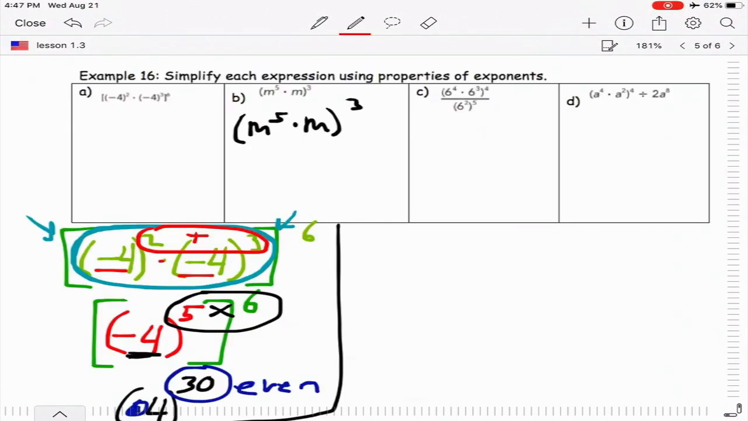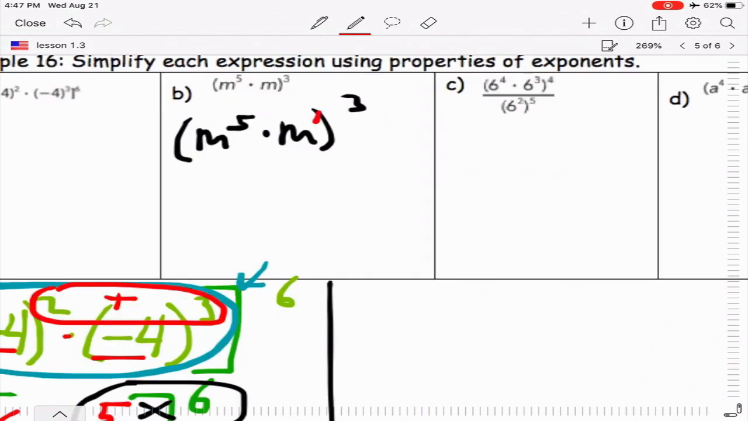So this one's going to be easier for me to explain. Just there's one little trick. Notice how the m inside the parentheses does not have an exponent. You have to give it an exponent first. We'll give it that 1. Now the rest is going to be easy.